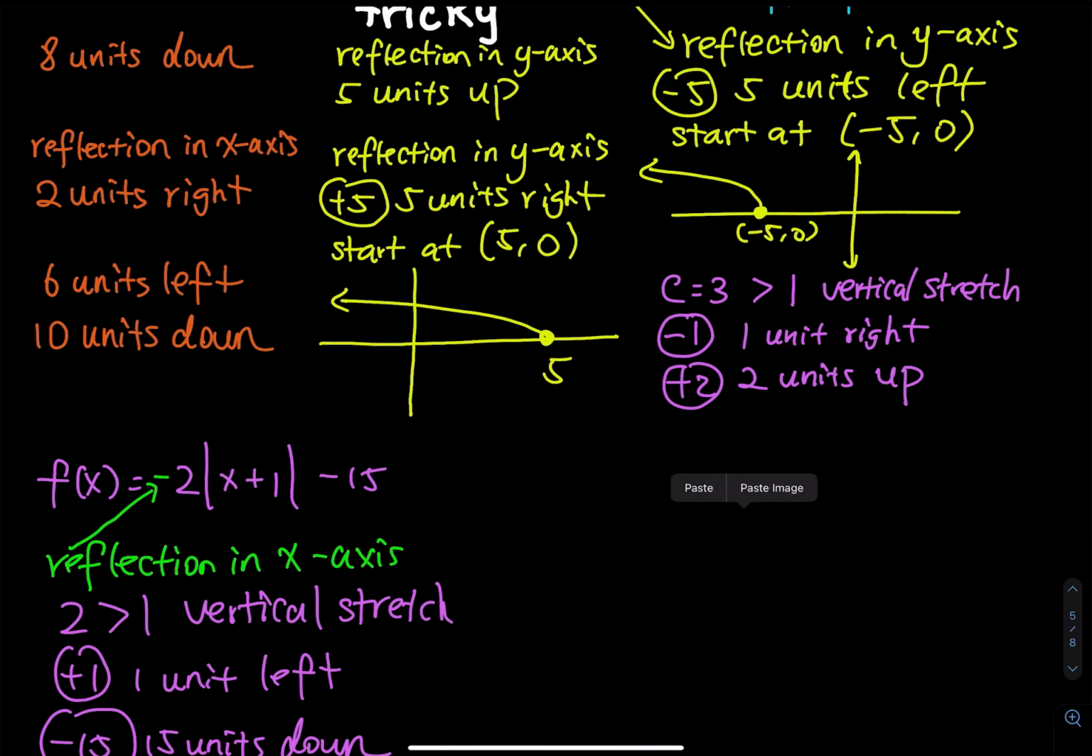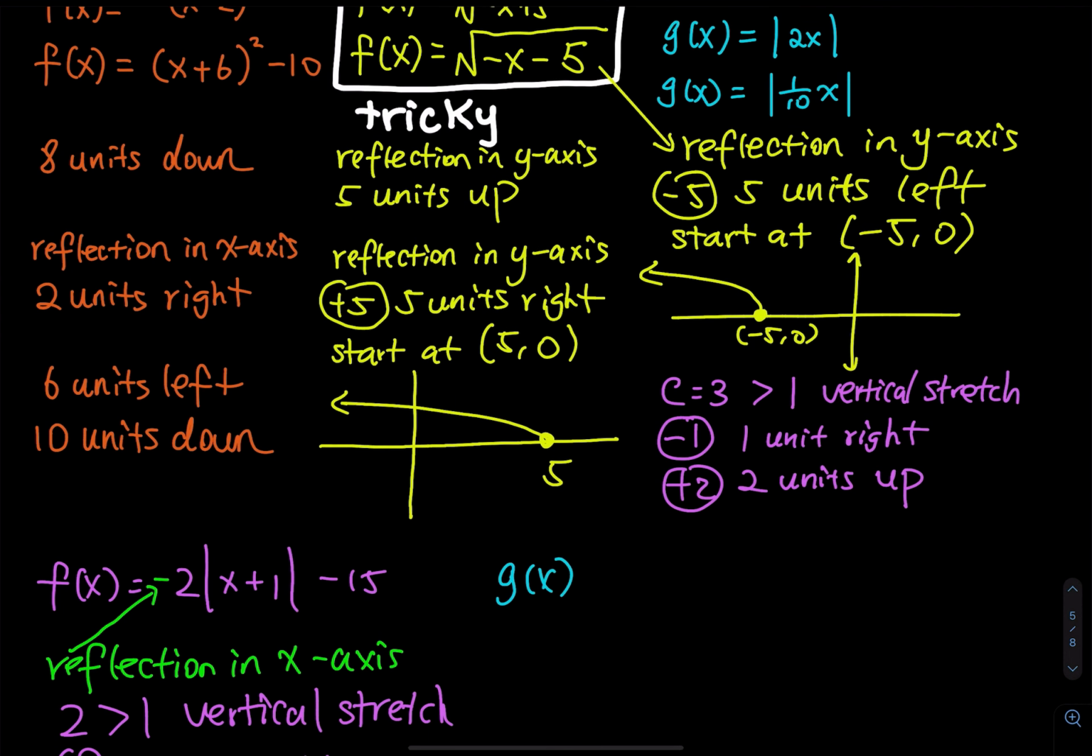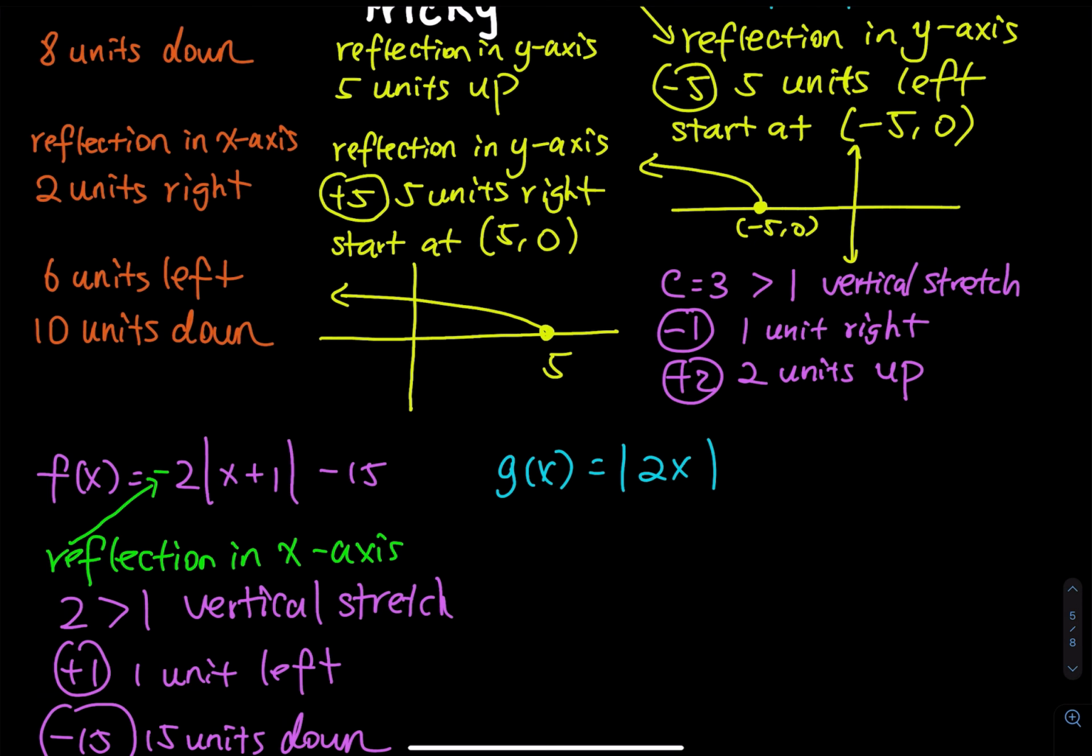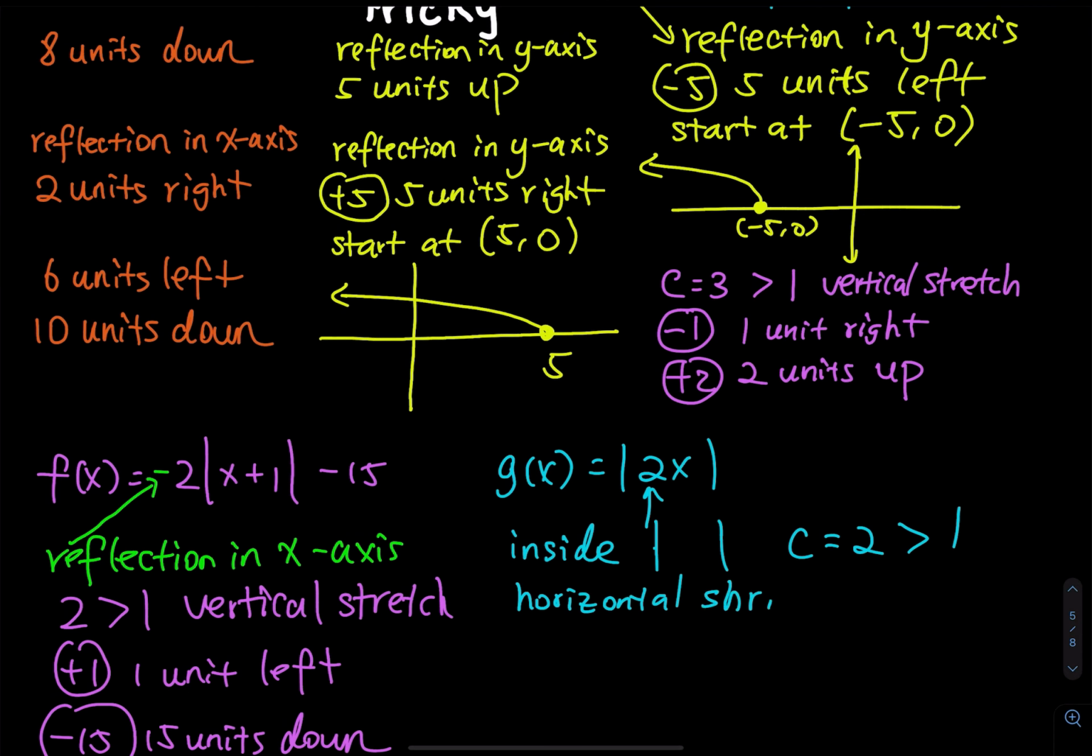So let me just copy the function. You have g of x equals the absolute value of 2x. So this 2 is inside the absolute value. And then c equals 2 is greater than 1. So this becomes a horizontal stretch. That's all you have to say. Horizontal stretch.